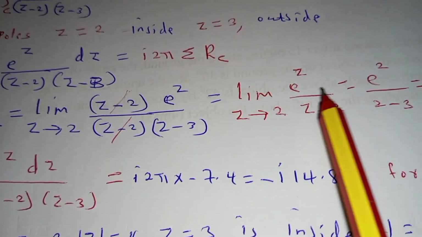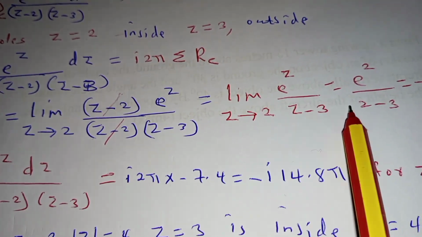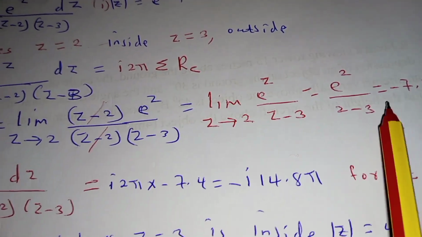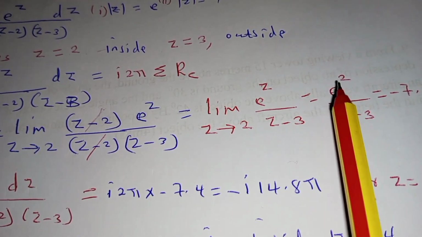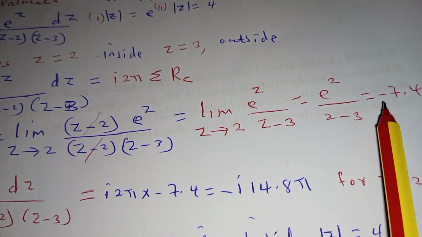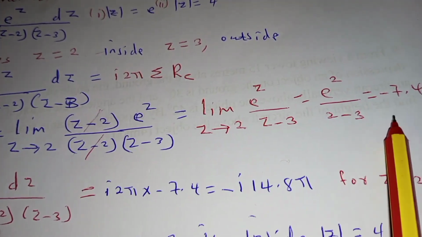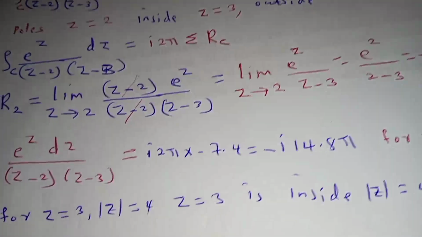Then you substitute where you have z with the 2. In the denominator, you have 2 minus 3, which will give you negative 1. Negative 1 divided into exponential 2, which is 7.4 to 1 decimal place. When you divide by negative, you will get negative 7.4.